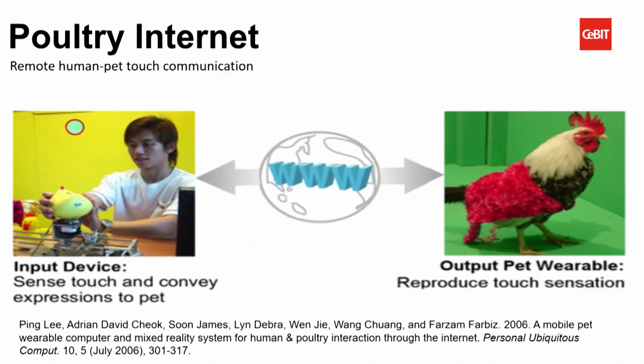So basically, you have a physical doll which measures the touch, the pressure, and then it transmits that touch through the internet. And then your pet, in this case a pet chicken, would feel the hugging sensation on her body.